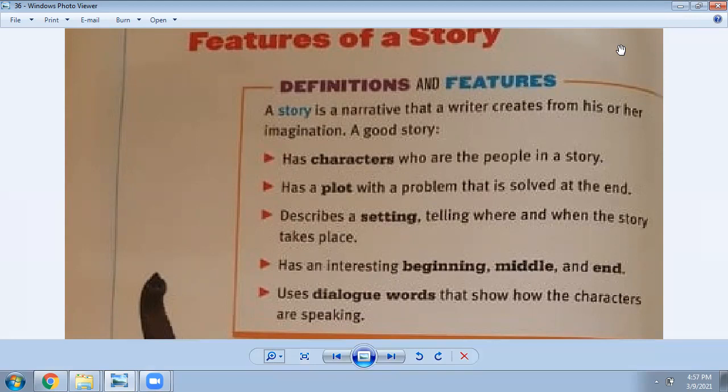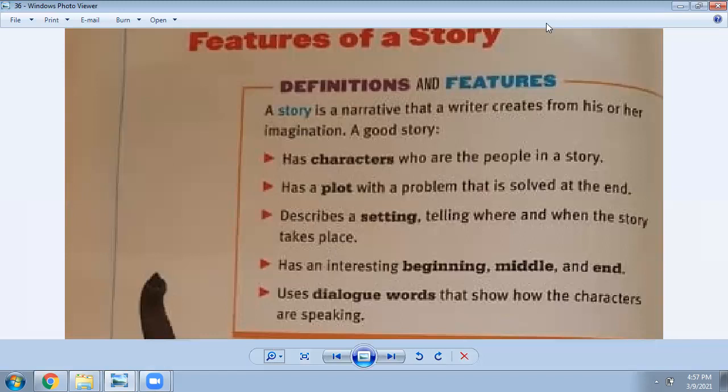It has to have a beginning, like an introduction to who your characters are, and then it has to have a middle where it tells what happens and what the problem is, and then it has to have an end where you find out how the problem was solved.